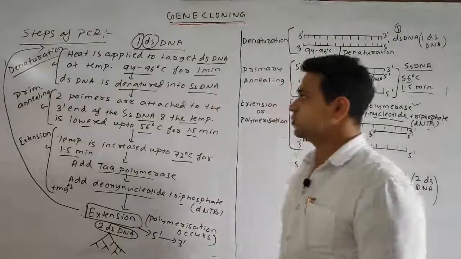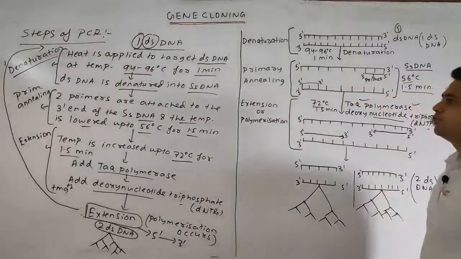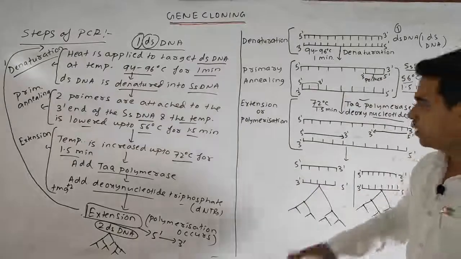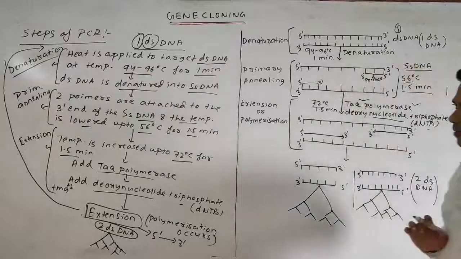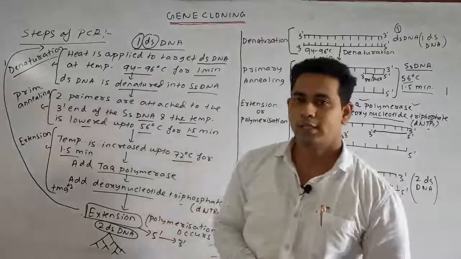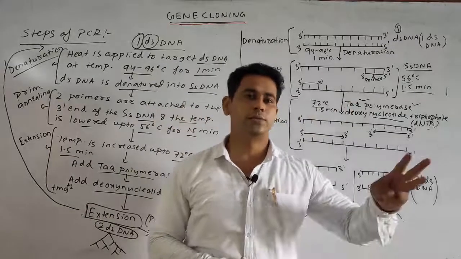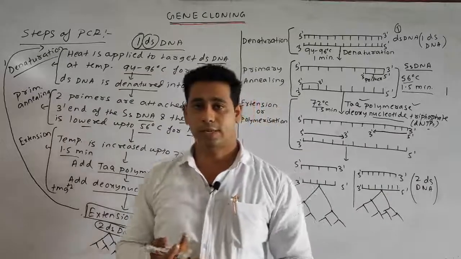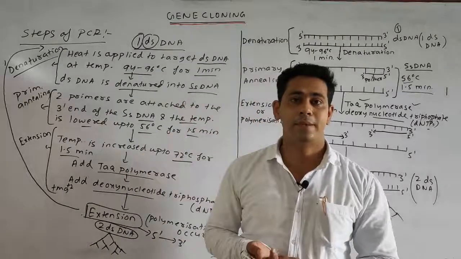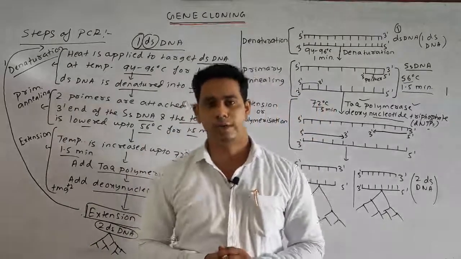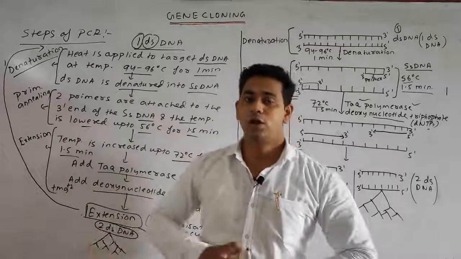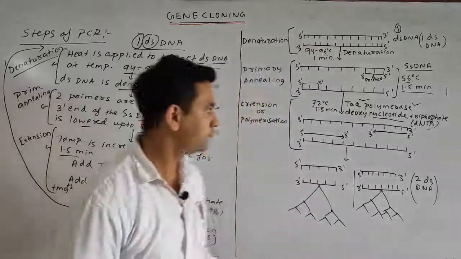So this is one of your important short notes in which you have to write all the steps and also include this diagram. So, understood the various steps of the polymerase chain reaction, which includes 3 steps: denaturation, then the second step is your primary annealing, and the third one is the extension or the polymerization. Please note down.